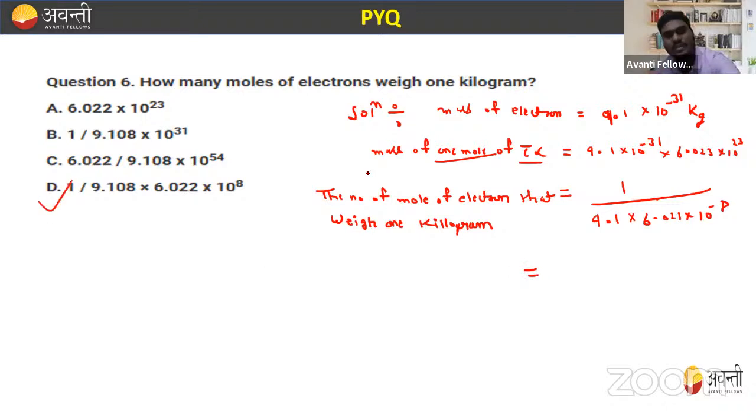So there is no need to solve this as well, because we get the answer directly. We know the mass of one electron is this much, so the mass of 1 mole of electron is this one. Thus the number of moles of electron present in 1 kilogram is 1 upon 9.1 into 6.023 into 10 to the power minus 3. So this is how we can actually calculate.